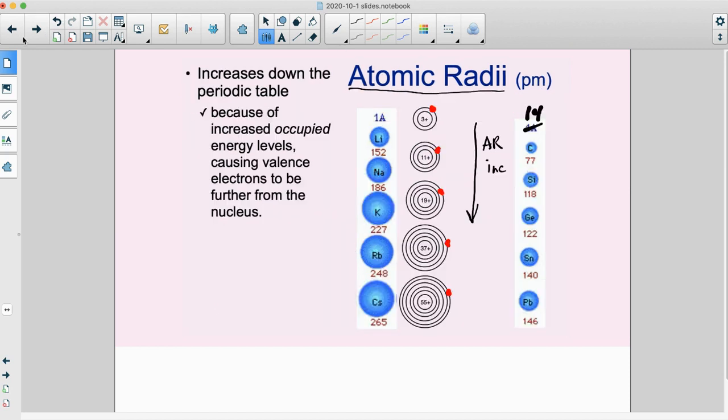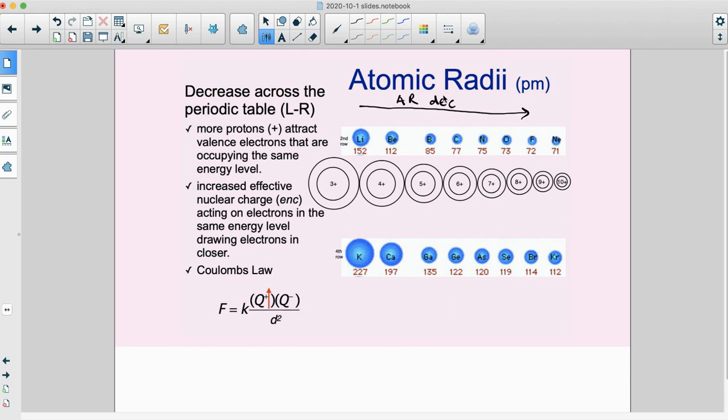Actually, let me go back for a second. So the atomic radius is increasing as we go down. We're adding an extra shell of electrons. Even though our nuclear charge is increasing here, our Z effective, remember, is staying about 1, is constant. So our effective nuclear charge is not really changing. But we're adding more electrons, and so it's unable to pull them in even if the nuclear charge is increasing.